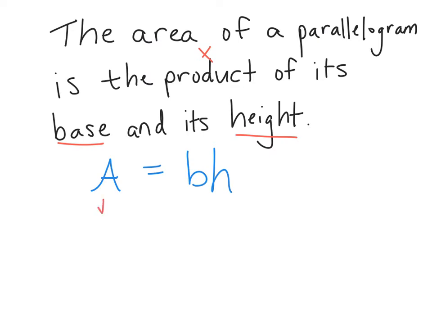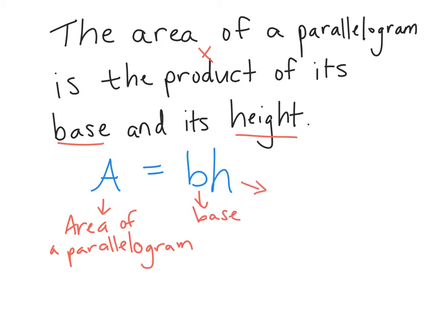And remember in this case that A stands not just for area, but specifically for area of a parallelogram, because we're realizing now that different polygons have different formulas for area. And then B in this case stands for base, and H stands for height.